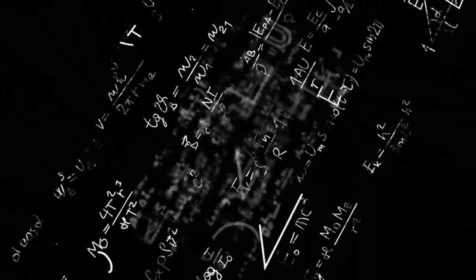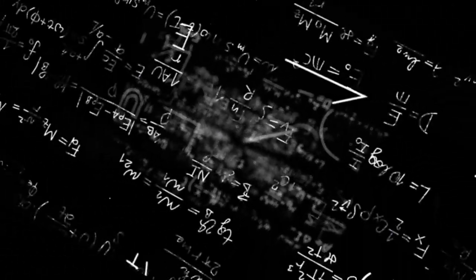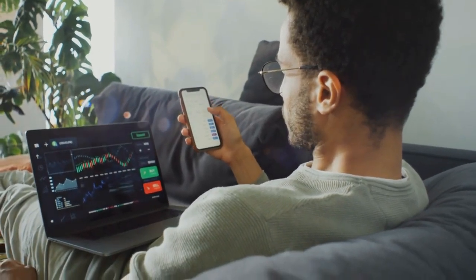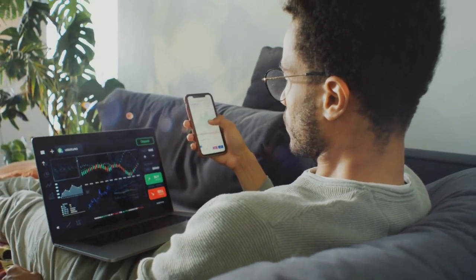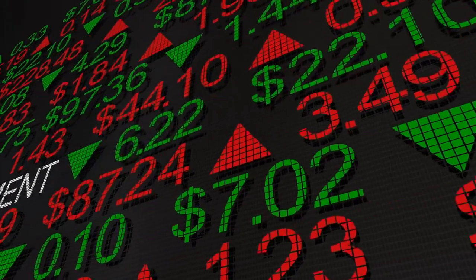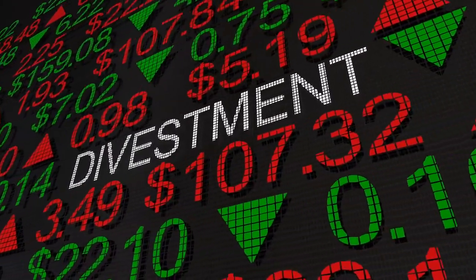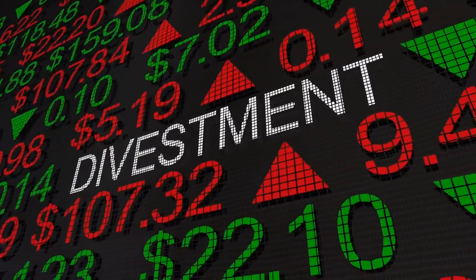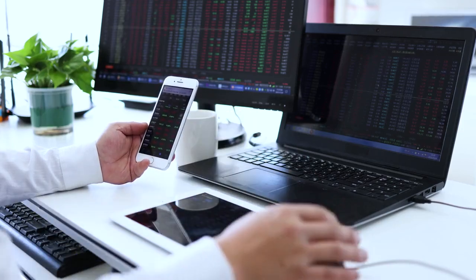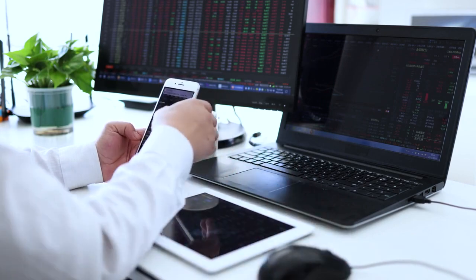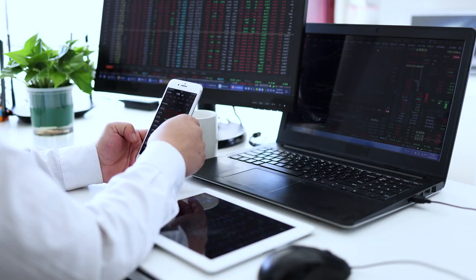A comprehensive step-by-step process of delta hedging. 1. Calculate the delta. Determine the delta of the option positions in the portfolio. 2. Adjust the underlying asset position. Buy or sell the underlying asset to offset the delta of the options. For instance, if the total delta is plus 0.5, sell enough of the underlying asset to bring the total delta to 0. 3. Continuous rebalancing. As the price of the underlying asset changes, continuously adjust the positions to maintain a delta-neutral portfolio.